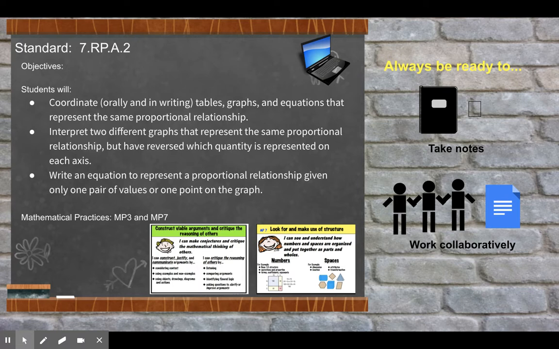Our mathematical practices for today are MP3, which is construct viable arguments and critique the reasoning of others, and MP7, looking for and making use of structure. As normal, we want to make sure that we're taking notes and working collaboratively. We'll pause the video here for 1 minute and 30 seconds so you can copy down the standard and the objectives.